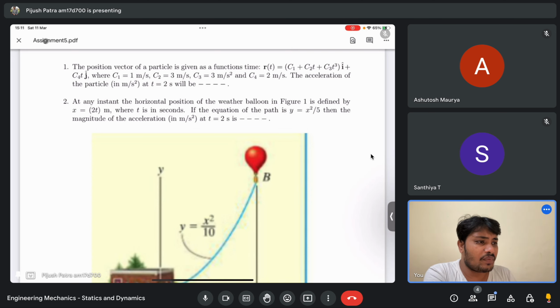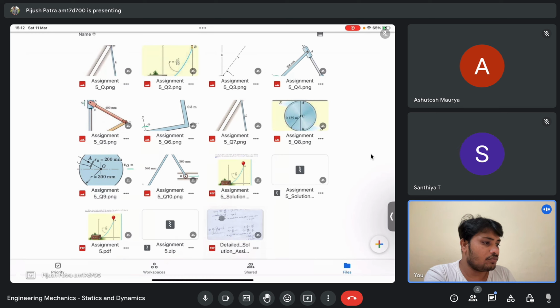So it's a very simple problem. Just differentiate that r expression with respect to time twice. That's all, right? So let me go through the solution now.